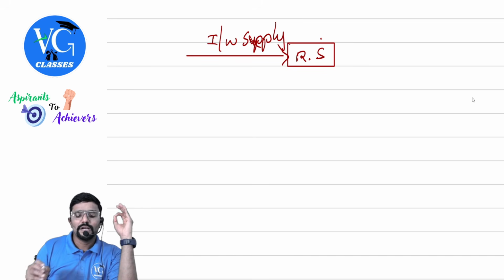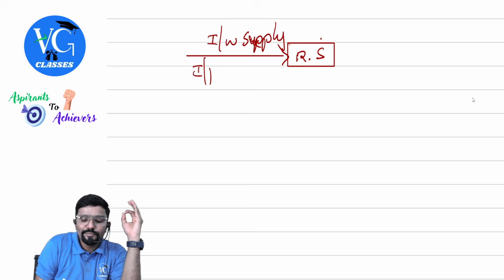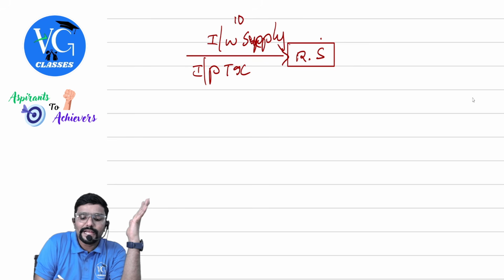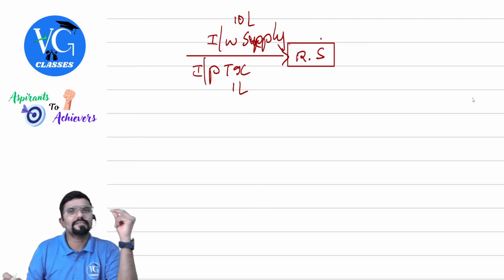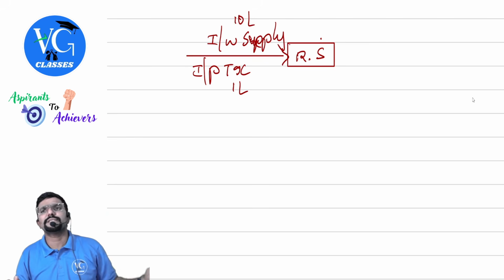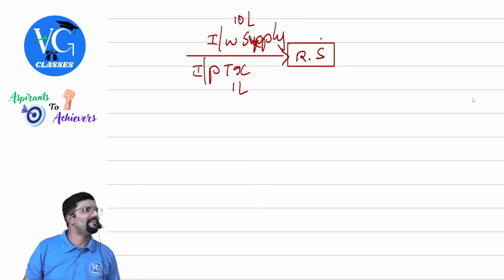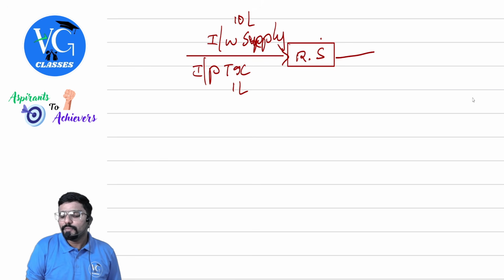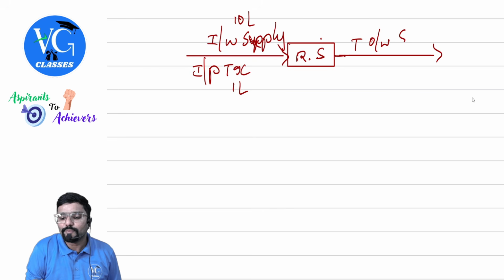On that, assume the inward supply is for 10 lakh, guys, and I have paid an input tax of 1 lakh. Totally, my purchase value, including GST, is 11 lakhs. Any doubt? No, sir. Now, sir, I am using that to provide taxable outward supply.